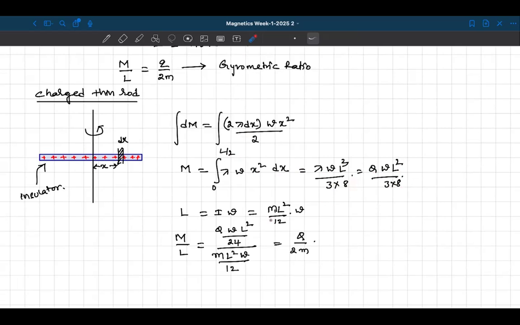Keep this aside. What is angular momentum? I omega, where I means m L square by 12, times omega. So I have done M by L, and I got again the same relation, Q by 2m. Only for linear distributions can you apply this. For non-linear distributions, you won't get this relation. Only for uniform distributions will you get this relation.